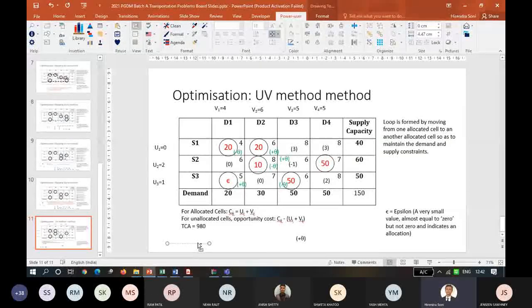So we'll just see. I'm just drawing the arrows which we are going to use for forming the loop. So just a second.